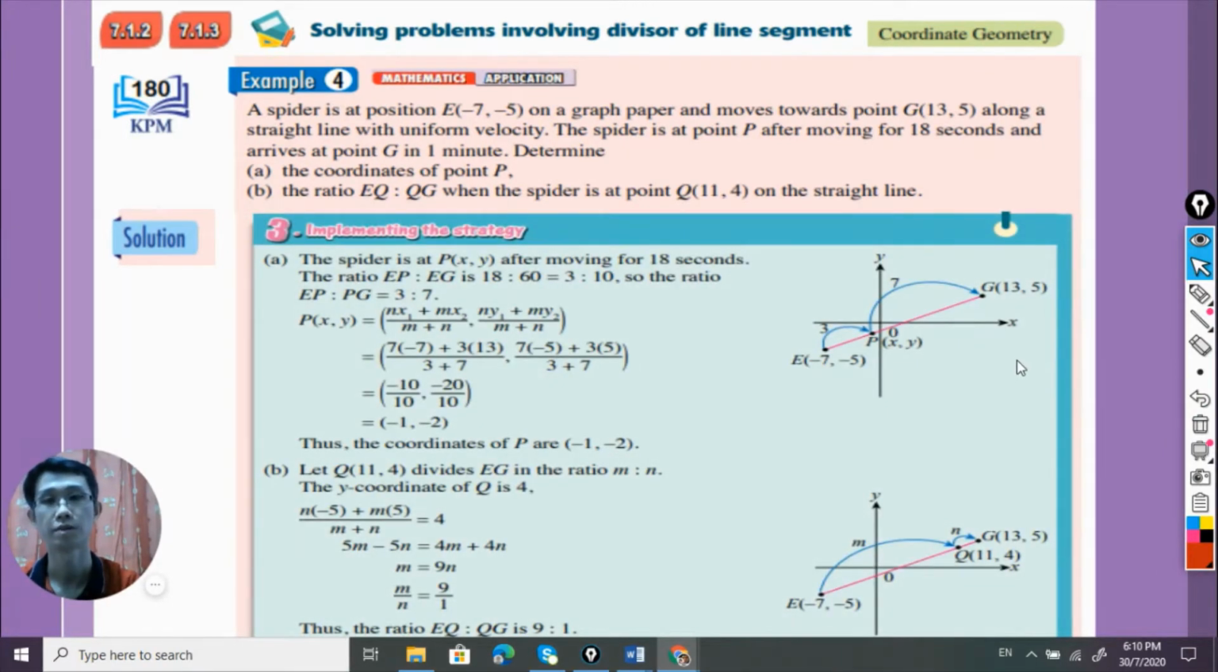So the third step will be implementing the strategy. As you can see here, the spider is at point P after moving 18 seconds. That means if we sketch the diagram out to indicate the movement of the spider on the graph paper from point E to point G, point E is (-7, -5), and point G is (13, 5). Point P is somewhere in between, with the ratio 3 to 7.